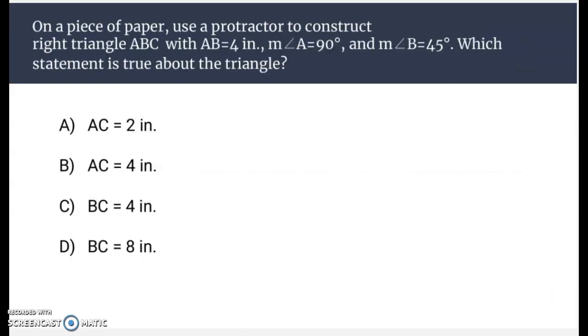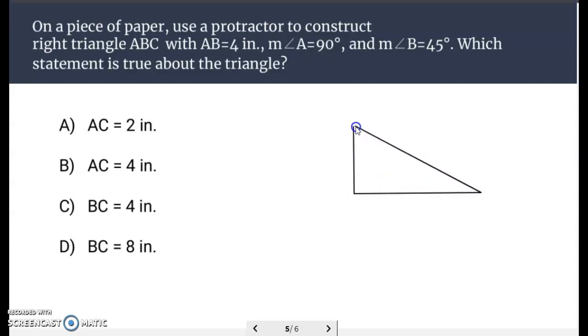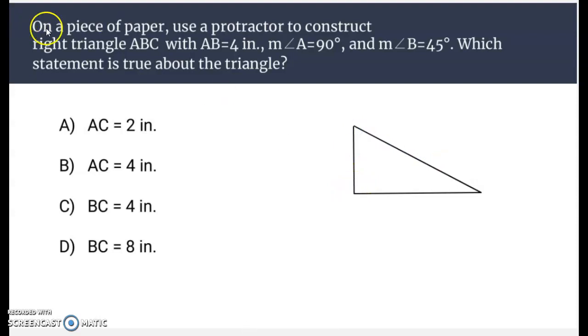All right, a couple more multiple choice questions. On a piece of paper, use a protractor to construct a right triangle this time. Triangle ABC. Go ahead and just do a rough sketch of a right triangle. I know it's right if everybody can see that 90-degree angle here. There we go, and say angle A is apparently, there's our 90 degrees. Let's say angle B here, that's 45 degrees.